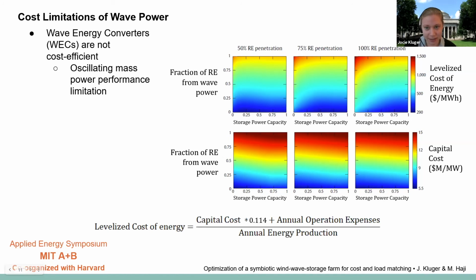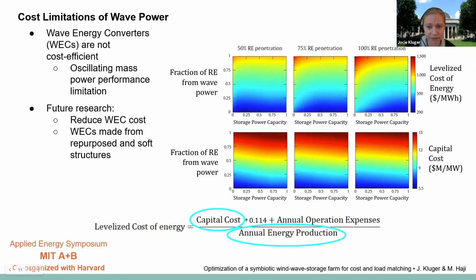If we consider the main components of levelized cost of energy, it increases for larger capital cost and it decreases for larger energy production. A lot of research has gone into looking at how to increase the energy production, the denominator. Our future research will look at ways to decrease the cost of wave energy converters to improve the cost of energy. We'll look at the numerator. We will consider how to make wave energy converters from repurposed or soft materials rather than rigid metals.